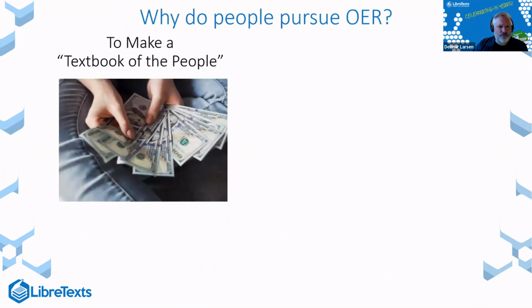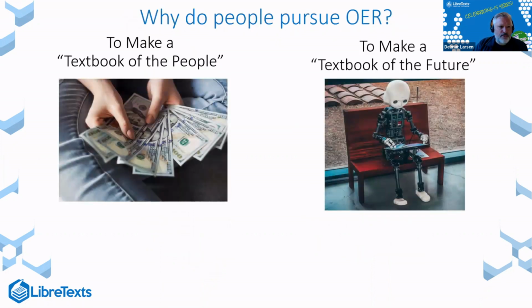So why do people pursue OER in general? There are two general gists, at least the way that I view it. People are interested in making a textbook of the people, which is making affordable textbooks for people to be able to capitalize and use without having to redirect funds that would be better used for other purposes, for example, for food or for housing. Instead of going into commercial publishers' pockets.